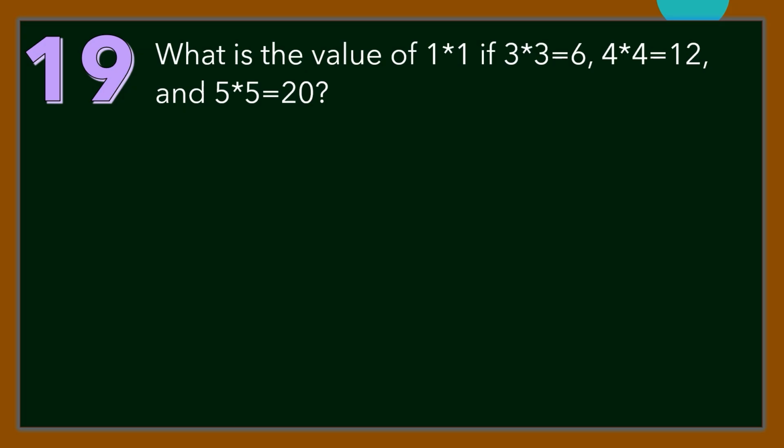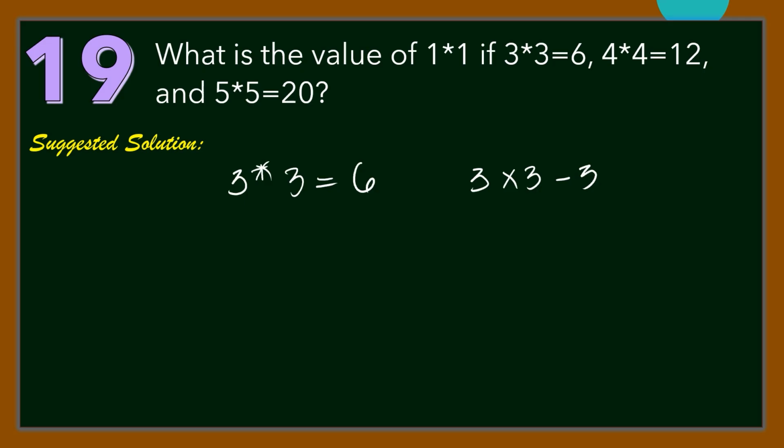Number 19. What is the value of 1 asterisk 1 if 3 asterisk 3 equals 6, 4 asterisk 4 is equal to 12, and 5 asterisk 5 is equal to 20? For our solution, let us find the pattern. First, we have 3 asterisk 3 equals 6. To get 6, it must be 3 times 3 and then subtract 3. So 3 times 3 is 9 minus 3. This is equal to 6.